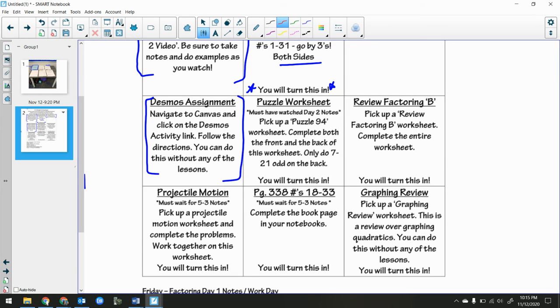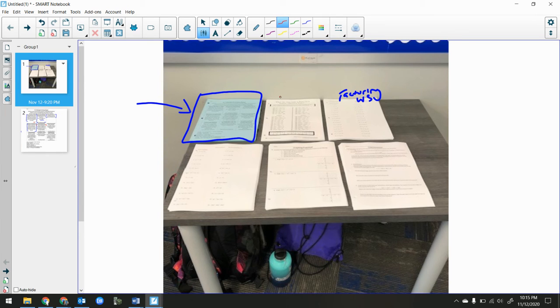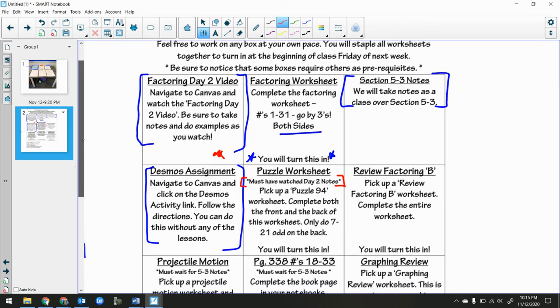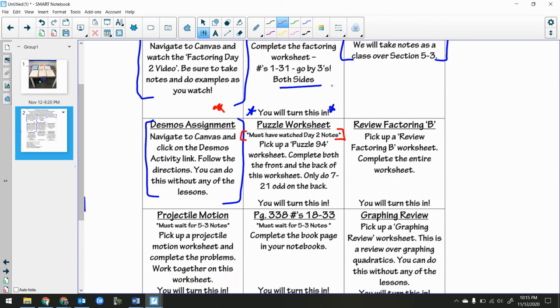Now, the first one with a prerequisite, look right here, must have watched day 2 notes. So you have to do this video before you do this puzzle worksheet. Okay, that puzzle worksheet is right here. This is the puzzle. So you'll have to have watched the Factoring Day 2 video before you do the puzzle worksheet.